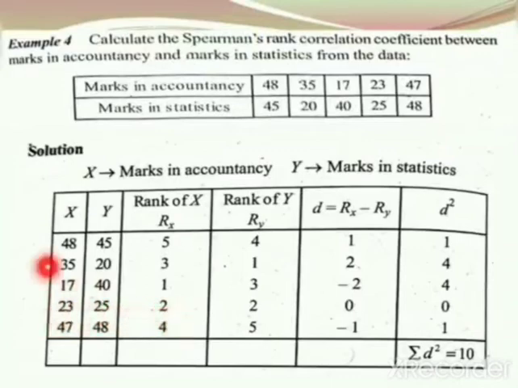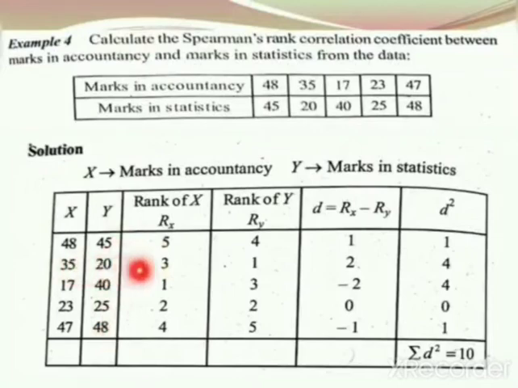And then 35 is the third term compared with other terms, so we are taking third rank for 35, and then 47 as the fourth rank and 48 as the fifth rank. Here the ranks are mentioned from lowest to highest. Similarly for y also we are denoting the rank.